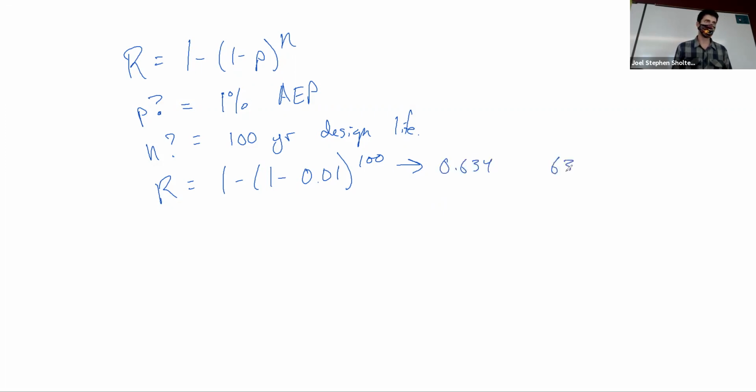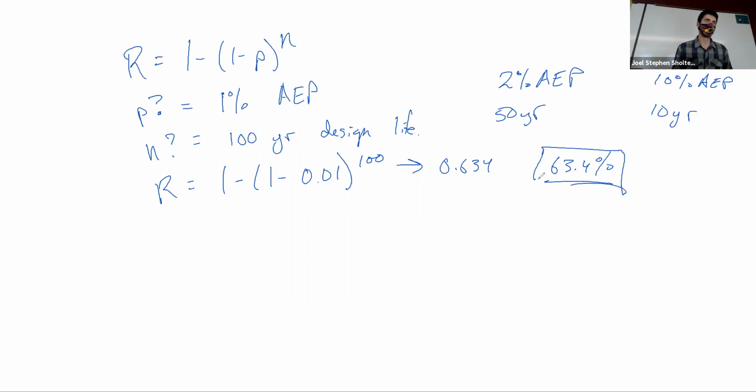Okay, so 63.4%. This number actually is going to be the same for any set of, say this was 50 years, and this was the 2% AEP. Or if the design life was 10 years, and this was the 10% AEP. You can check that, but it should always be the same. It should always be 63%. And that's simply the probability of an event occurring.